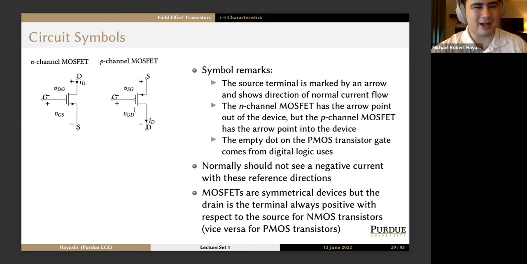That comes from digital logic uses. It doesn't really relate to what we're doing, but I will do it as something that further distinguishes N-channel MOSFETs and P-channel MOSFETs in my slides. And with these reference directions, you should not see a negative current. And then remember, MOSFETs are symmetrical devices, but the drain is always the terminal that is positive with respect to the source for NMOS transistors, vice versa for the PMOS.